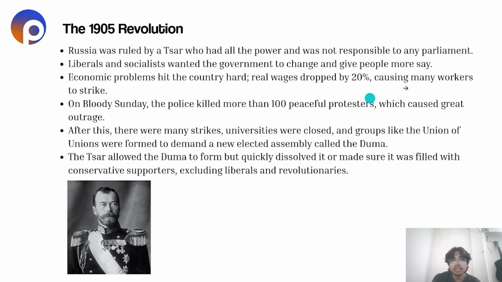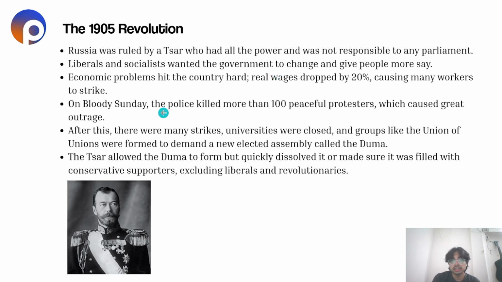So, there were many problems during the time of the Tsar. Real wages dropped by 20%, economic problems were also hitting, and famines were there. And also, liberals and socialists believed that the government should change, that the Tsar should not be there.